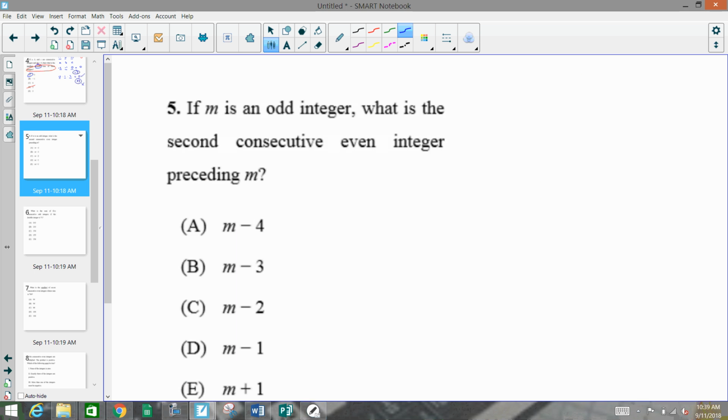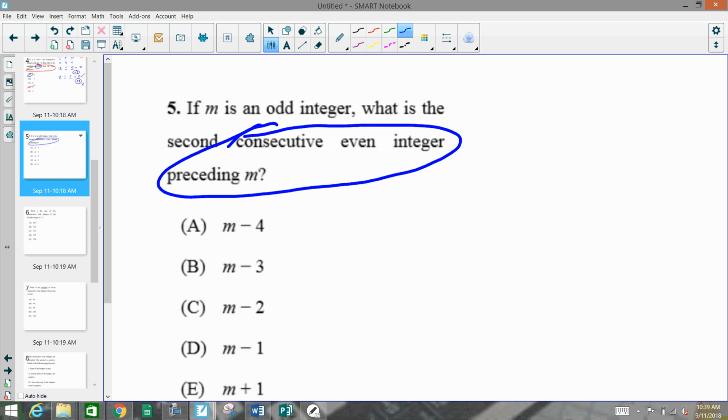All right, m is an odd integer. What is the second consecutive even integer preceding m? Preceding means previous. That means before, right? Yeah. Okay. Consecutive. Circle the question.